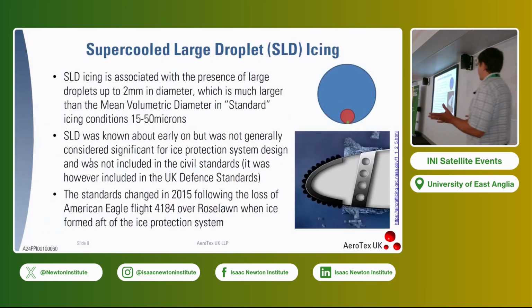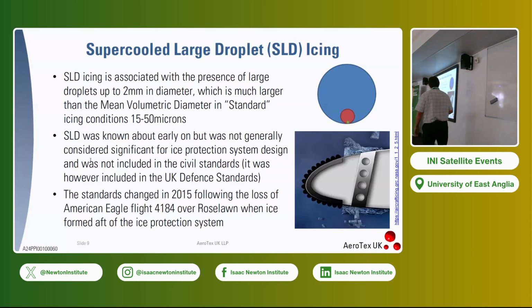So that was the case for a number of years, but more recently there have been a number of issues that have needed to be addressed by the icing community. The first one is supercooled large droplets, which is associated with the presence of large droplets. This is illustrated here. Typical icing droplets are around 20 to 50 microns, but supercooled large droplets can go up to 2 millimeters in diameter. It was actually known about very early on, but when people looked at it, they said it's not really a problem. So it was never put into the certification standards apart from the UK ones.